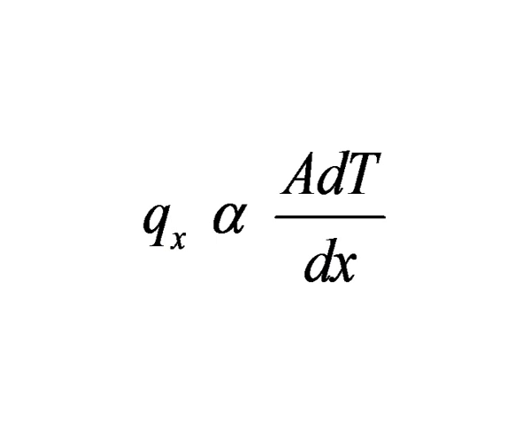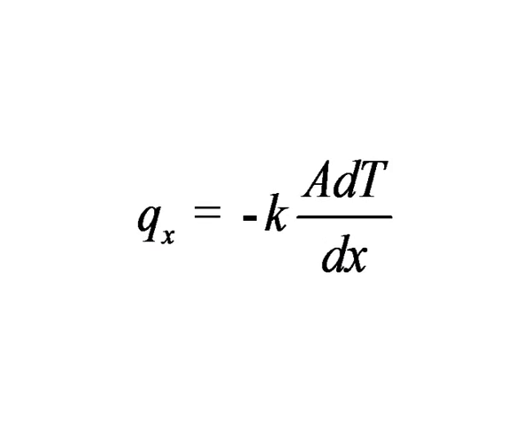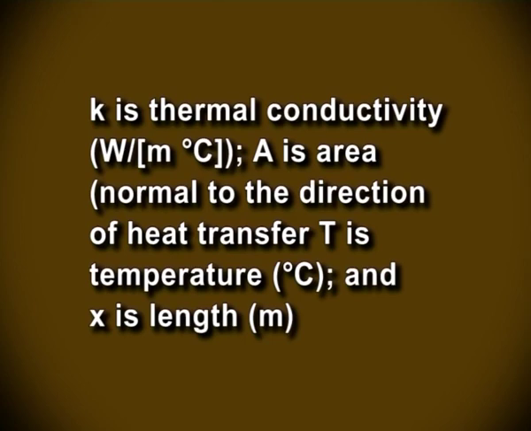Or by inserting a constant of proportionality, Qx becomes Qx is equal to minus k into A into dT divided by dx. Here k is the thermal conductivity having units watt per meter per Celsius degree. A is the area normal to the direction of heat transfer, whereas T is the temperature in degrees Celsius and x is the length in meters.